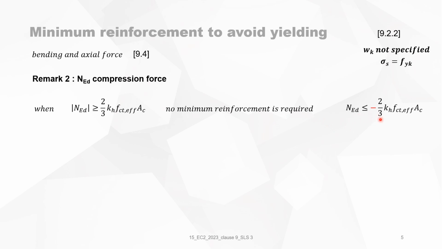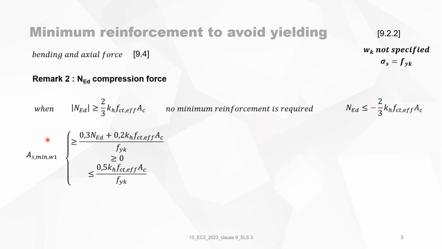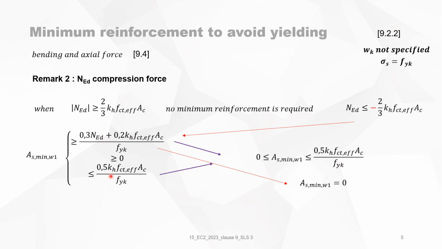So NED must be smaller than minus 2/3 than this. So we look at the general formulation, we plug in NED is minus 2/3 and so on. And then you will see that this first term gets 0. So AS min W1 is 0 because if you take those two limits again, then you see that AS minimum W1 must be between 0 and this value.